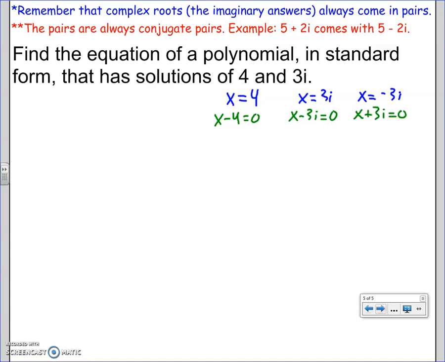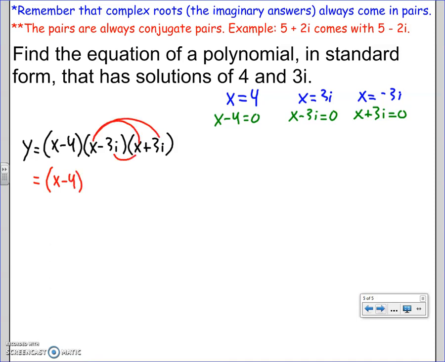Like before, I'm going to multiply these. X minus 4, x minus 3i, x plus 3i. Alright, I'm going to multiply 2 at a time. Now, I'm going to be smart. I'm not going to multiply the first 2. I'm going to do the second 2. So I'm going to leave this x minus 4 alone for now. I'm going to FOIL this, or double distribute this.